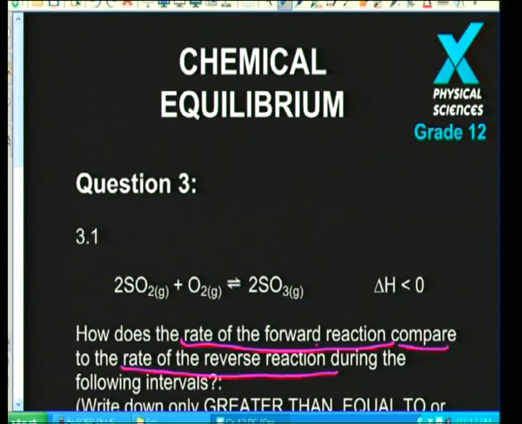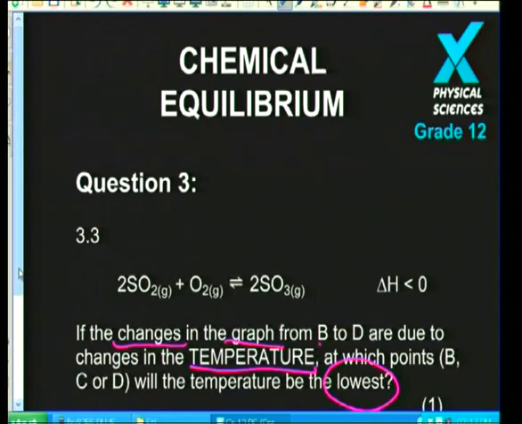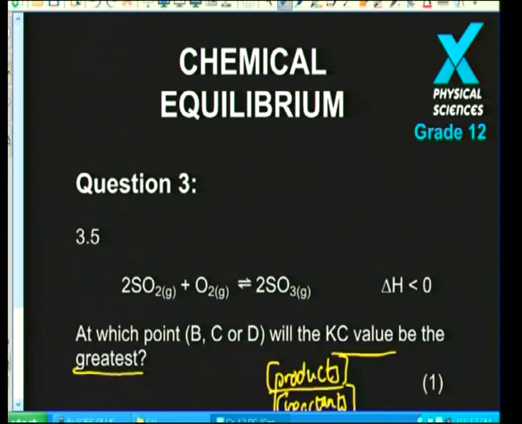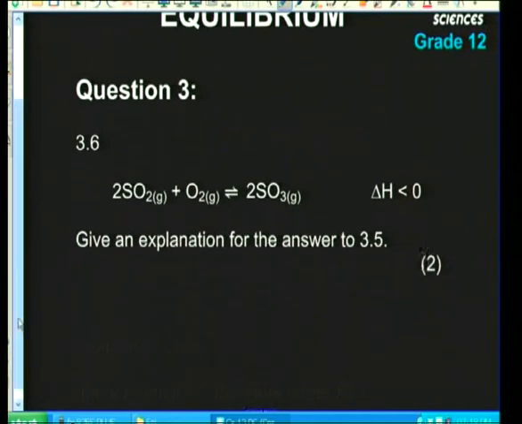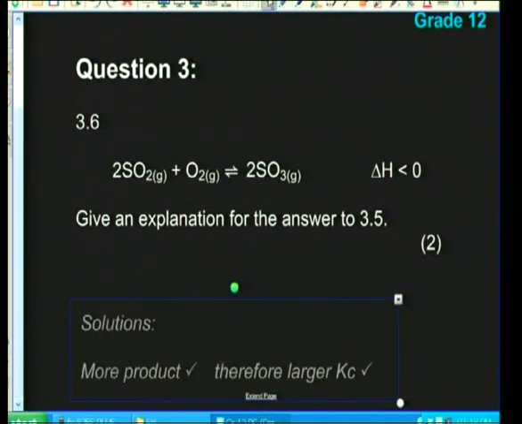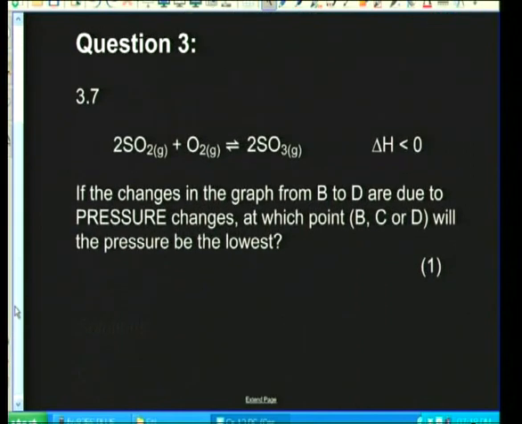The next question asks me to explain it, and I think we've already done that. So that was the next one. Give an explanation. Well, our explanation would be that we have more products at point B and therefore a larger Kc value. The last two. 3.7. If the changes on the graph are not due to temperature but due to pressure, at which point B, C, or D will the pressure be the lowest?